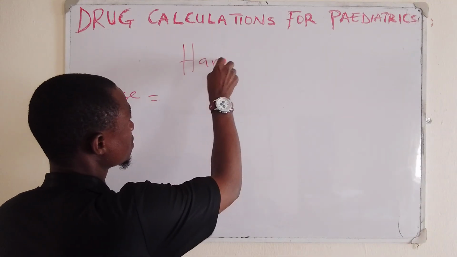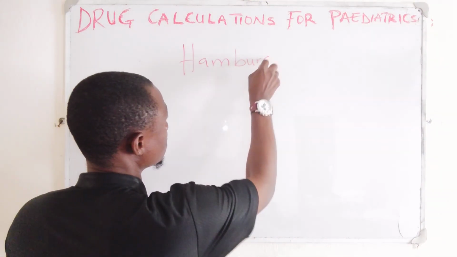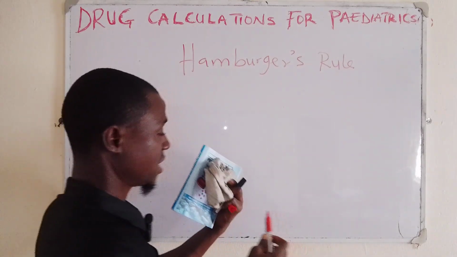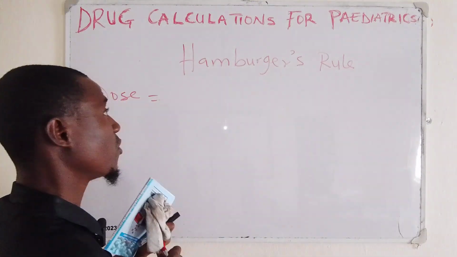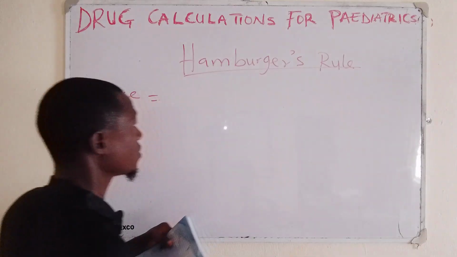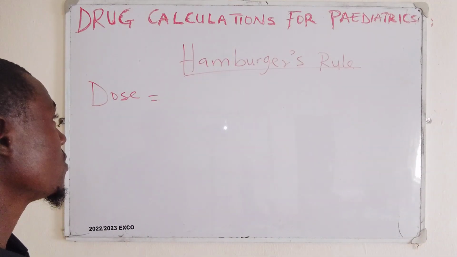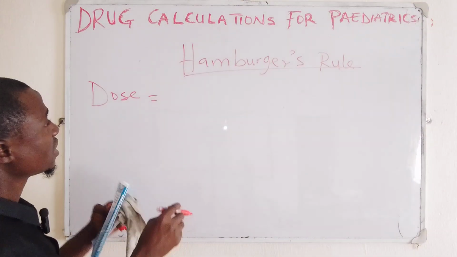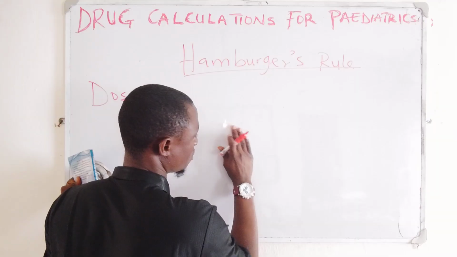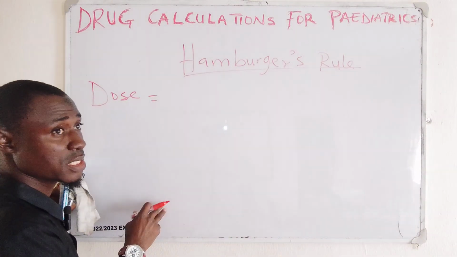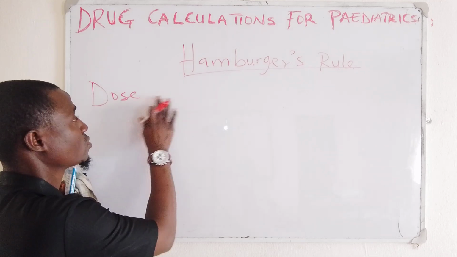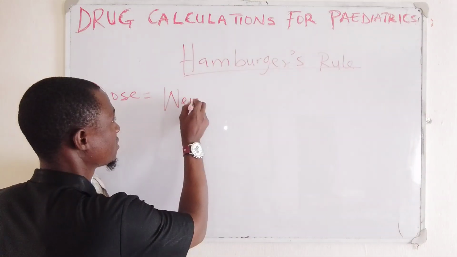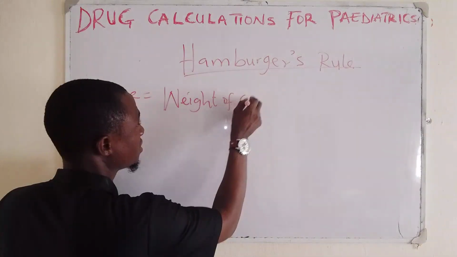This is the second weight-based rule. So Hamburger's rule is the second in the weight-based rules. It has some similarities, just as we have seen for Clarke's rule. We're going to mention those later. This time around, weight of the child is still here.